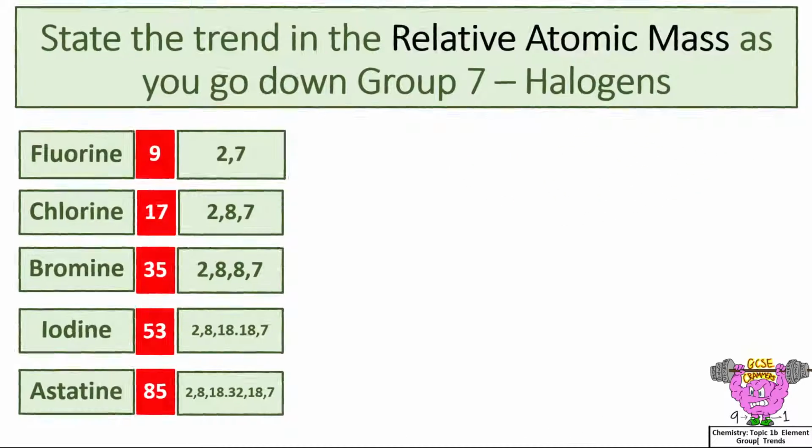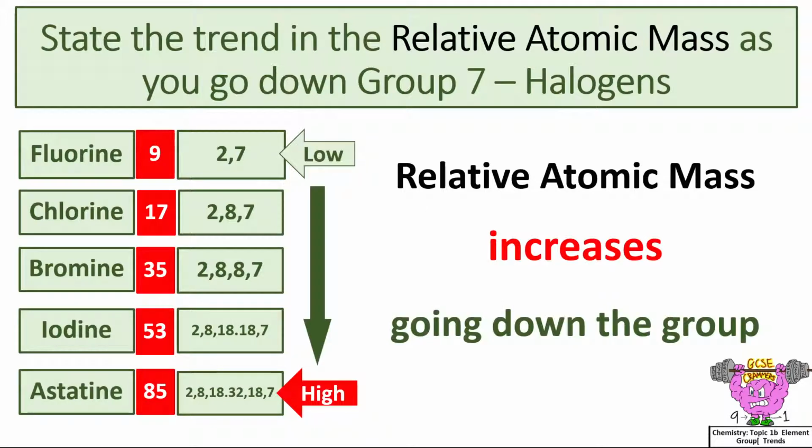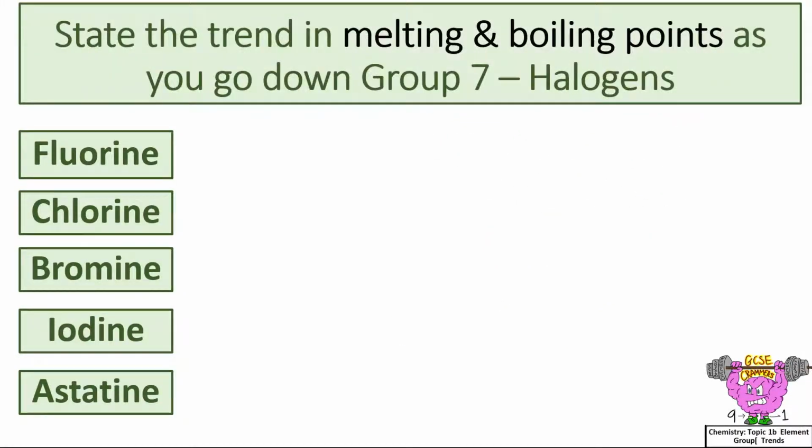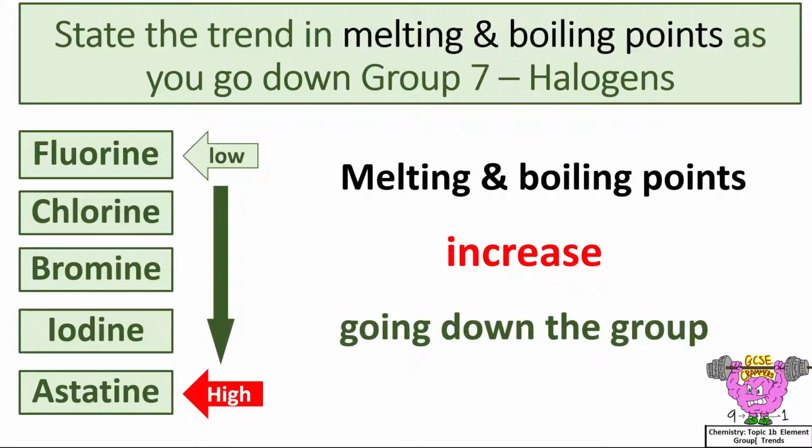State the trend in the relative atomic mass as you go down Group 7 halogens. The relative atomic mass increases going down the group. State the trend in melting and boiling points as you go down Group 7 halogens. Melting and boiling points increase going down the group.